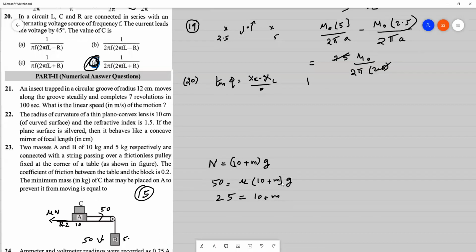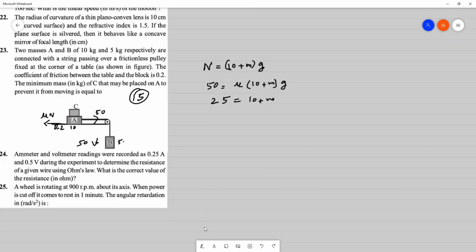So we'll do the next question. An ammeter and voltmeter readings are 0.25 and 0.5. They are asking you what is the resistance by using Ohm's law. This is a straightforward, high school question. So R is equal to V by I. V is 0.5 and I is 0.25, which is equal to 2. So that is a straightforward question. The answer is 2.